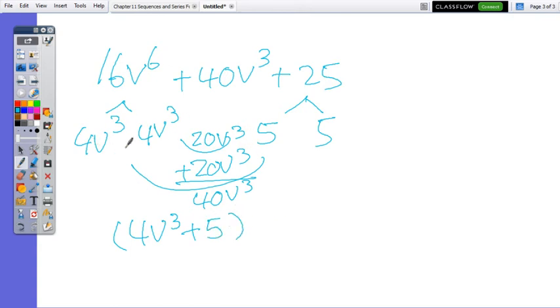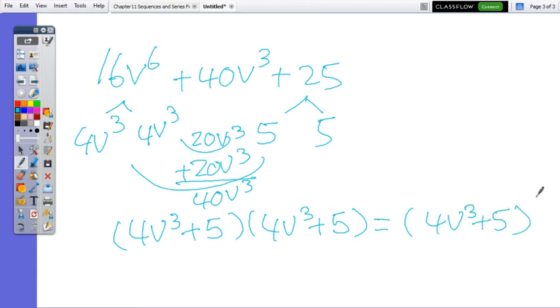to put into factor form. So left hand side, we got 4v to the power of 3 plus 5. And then the right hand side, same thing, 4v to the power of 3 plus 5. And also you can group them together. So it's 4v to the power of 3 plus 5, and then the whole quantity squared. And that's the final factor form.